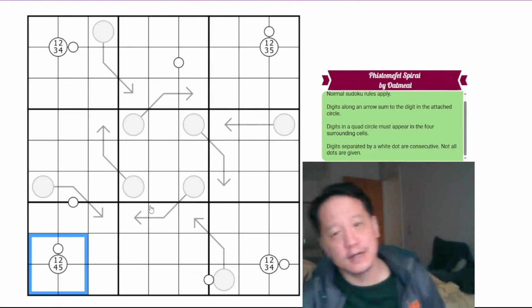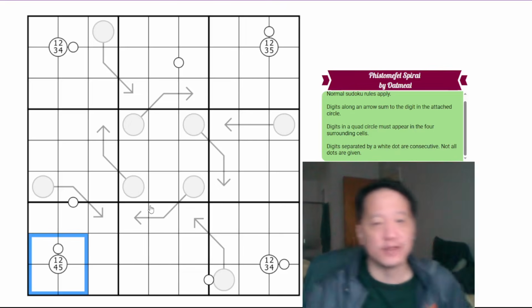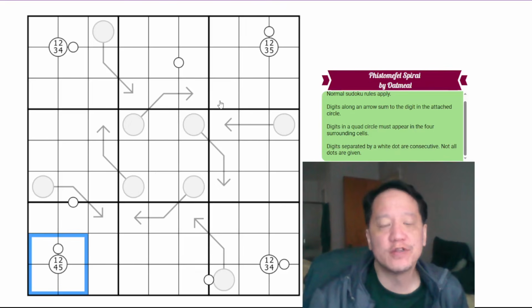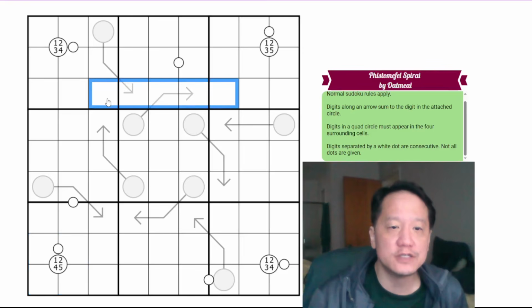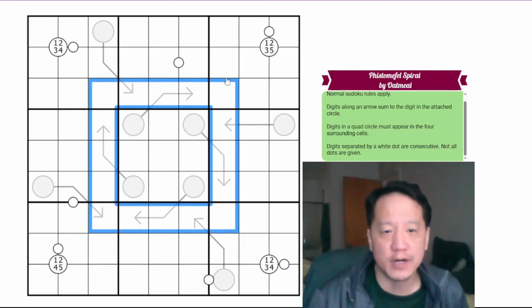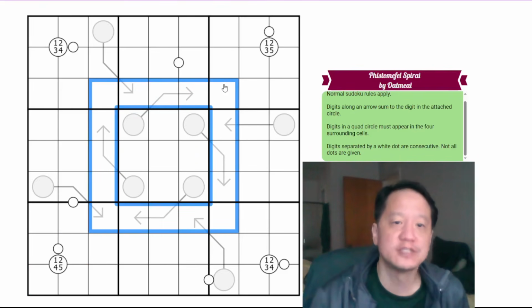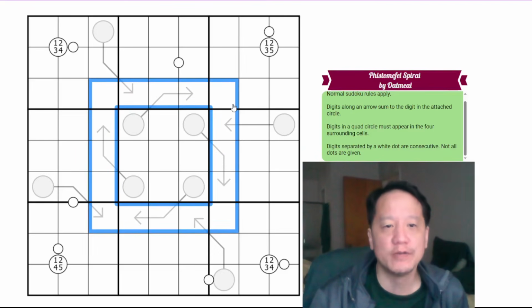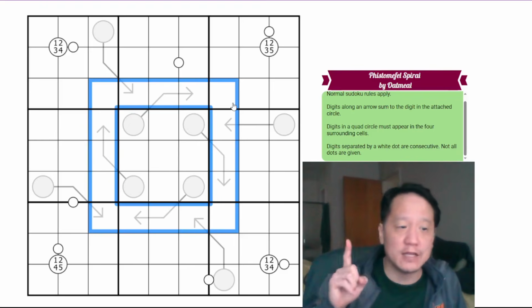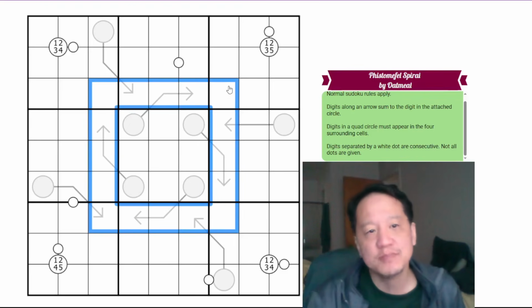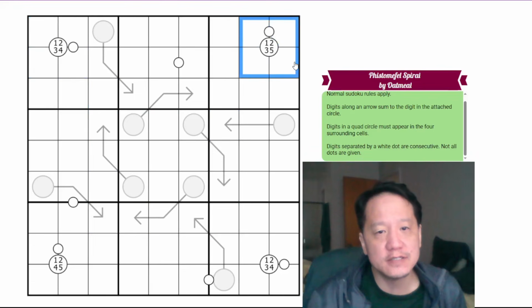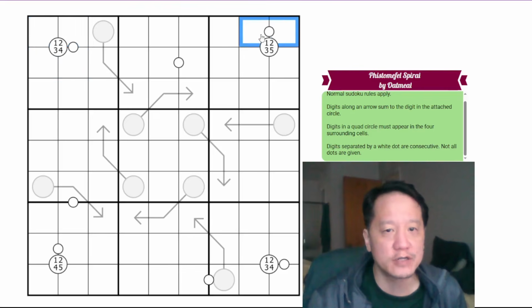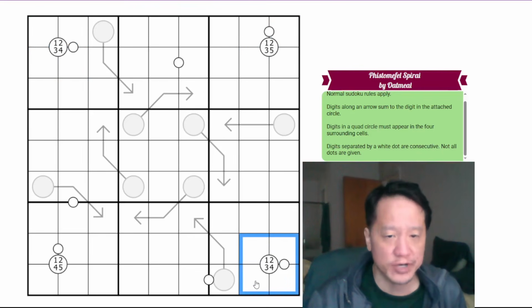So, let's get a recap. What is Phistomefel's ring theory? Phistomefel's ring theory is that the 16 cells that surround the center box in a normal Sudoku puzzle must contain the exact same digits as the 16 cells that are in the 2x2 corners of a normal Sudoku grid.